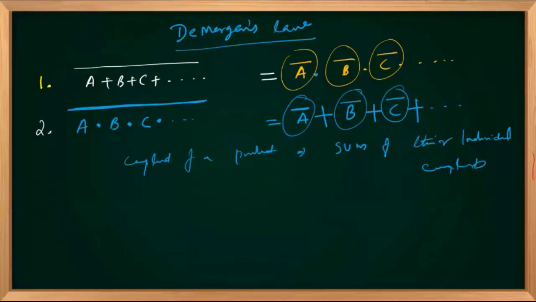Okay, clear? De Morgan's law, very simple. Complement of a sum equal to product of individual complements. Complement of a product is equal to sum of individual complements. Right. Let us have a question based on this. Question number two.